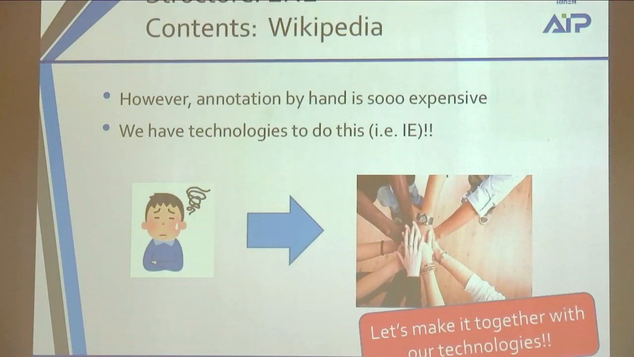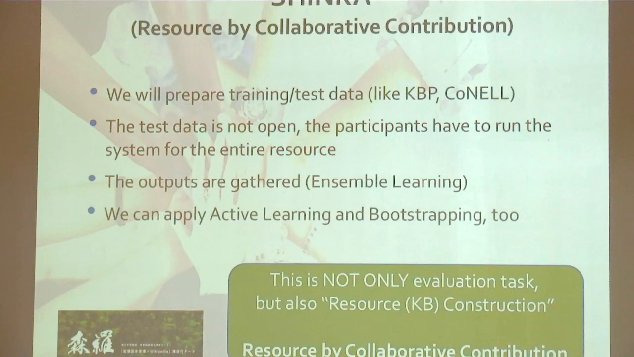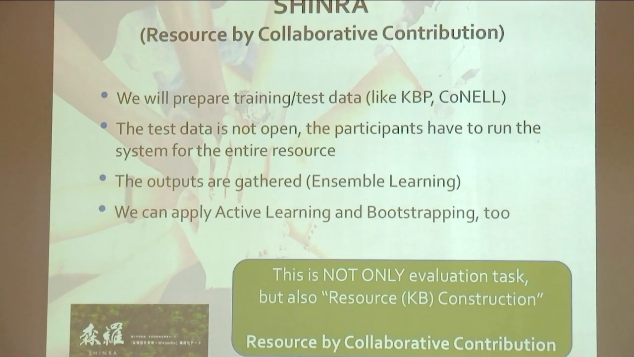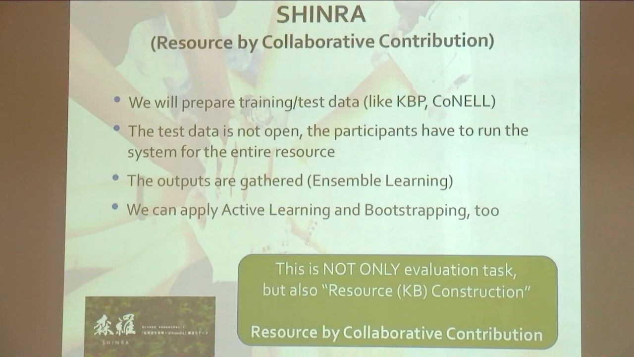So we want to do this together, because we are the researchers creating the knowledge base extraction. So this is the project, SHINRA. We will prepare the training and test data just like ABP, and the test data is not open to the public. The participants have no information about which is the test data, so they have to create the output for all the data. Then we gather all the outputs and run ensemble learning and we can create better results with the knowledge base. So this is not just an evaluation task, but a collaboration to create a knowledge base together.